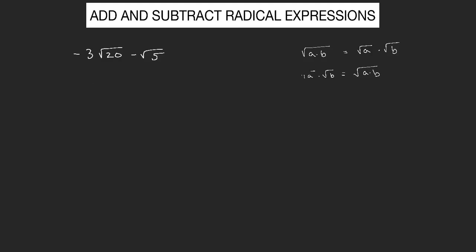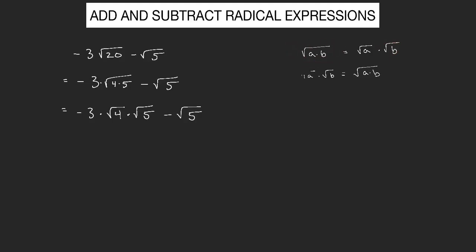Okay, negative 3 times root 20 minus square root of 5. So this equals negative 3 times square root of 4 times 5 minus square root of 5. That equals negative 3 times square root of 4 times square root of 5 minus square root of 5. Remember, we're just splitting it apart, just like we did here.